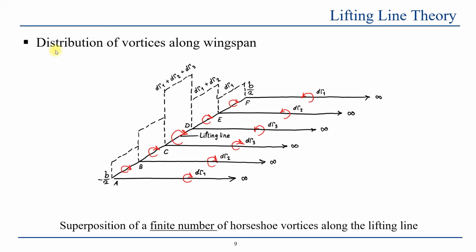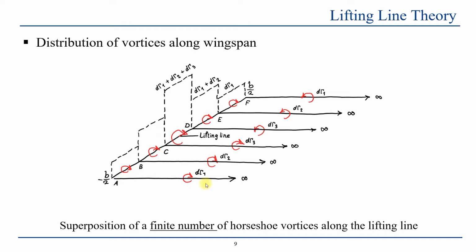Now, if we try to improve the model we have for the horseshoe vortex, we need to add additional horseshoe vortices. So to do that, we need to create a distribution of vortices along the wingspan. So instead of one horseshoe vortex, we're going to have multiple horseshoe vortices and then superimpose the effect of all of them on the wing.